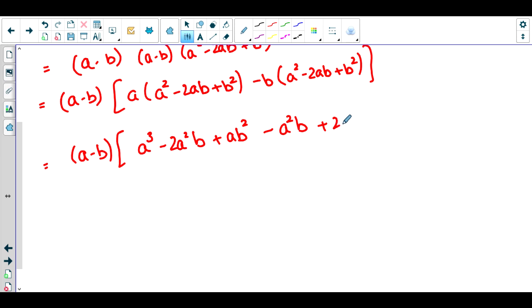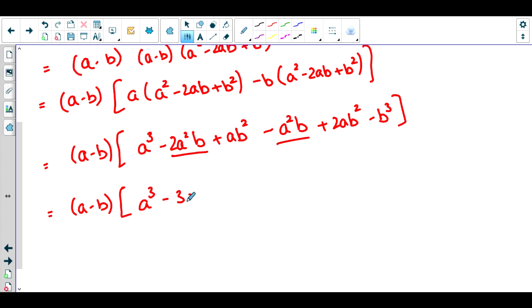Minus minus will become plus, plus 2ab square minus b cube. So you should get here the cube formula. When the question says expand, you have to start either from scratch or from the perfect square. Don't directly use the cube formula. The examiner may cut your marks here. a cube, this is a square b, this is a square b, so it will be minus 3a square b. This is ab square, this is ab square, so plus 3ab square minus b cube. This is the cube one. Always count the terms: a cube is 1, 2, 3 and 4, so I have 4 terms.